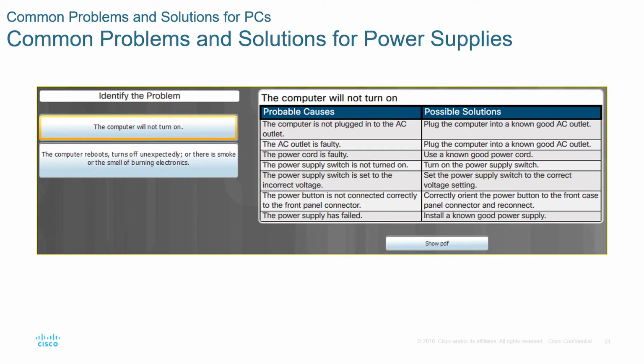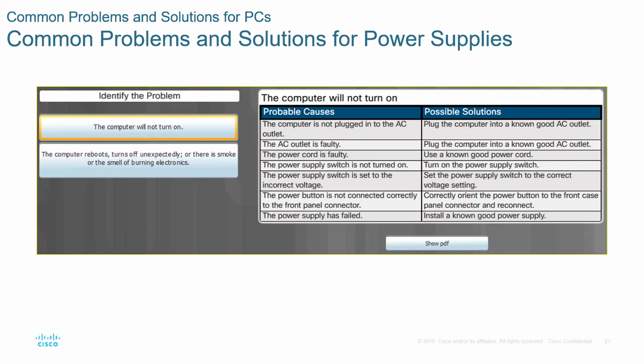Correctly orient the power button to the front case panel connector and reconnect. Sometimes if you're building your own computer or replacing the motherboard, make sure this front panel button is in the correct power supply header. If it's not, you're going to press the button and nothing is going to happen. Or sometimes people will connect the power button into the reset button and the other way around. So make sure they're connected to the proper header on the motherboard.